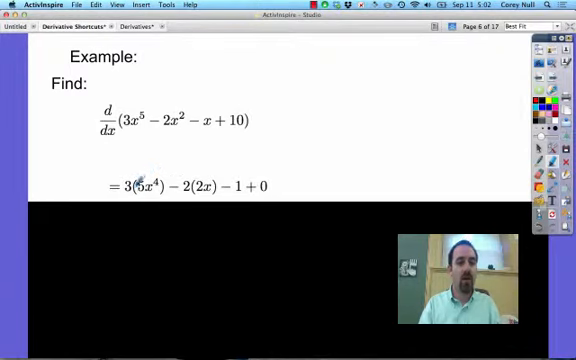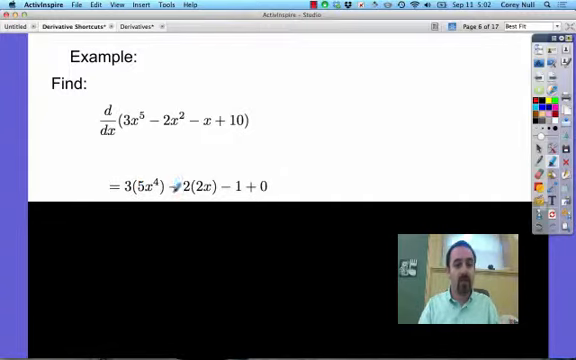The first thing, one of our rules says that if I have a coefficient times a function I know how to take the derivative of, just take the derivative of that function and then multiply that coefficient back in.